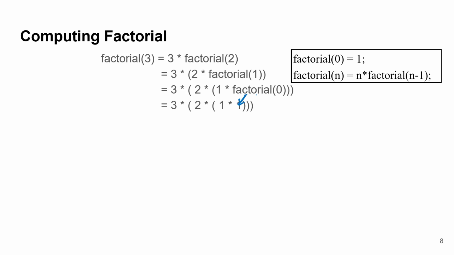Therefore, finally, when we hit factorial 0, now we would start substituting the value. Factorial of 0 is 1. That's what we have here. Now we can do the whole computation. 1 multiplied by 1 is 1. Right? So this all gets reduced to 1. And 2 multiplied by 1 is 2. Right? And then finally, 2 multiplied by 3 is 6. Right? That's how we compute factorial 3.